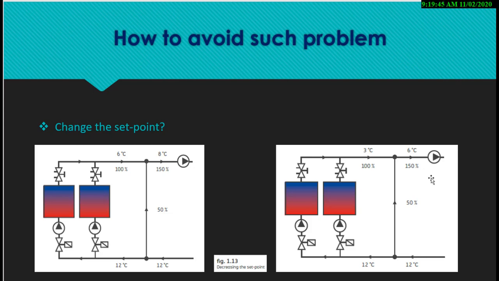But this actually will provide us the correct temperature, while the result is drastic energy costs in the plant, and therefore it is not a recommended solution, because it is energy waste. This solution is energy waste because the chiller is required to give you 3 degrees. That's why making the set temperature 3 is energy loss.